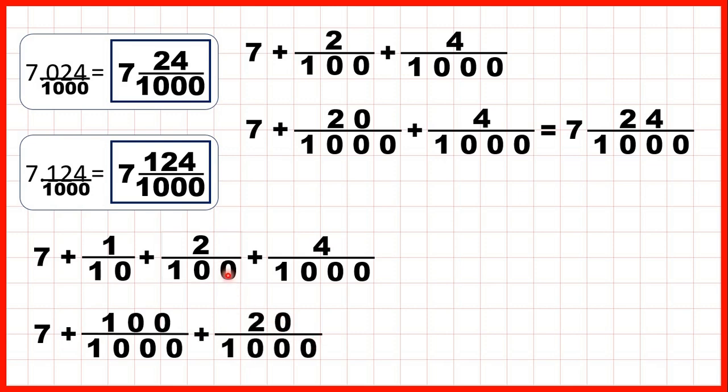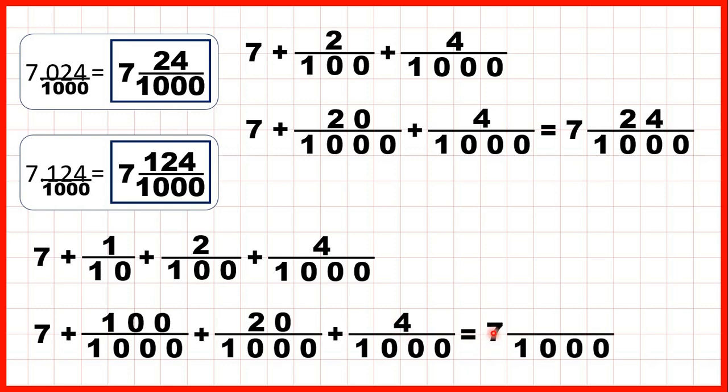Then, instead of 2 hundredths, we can think of that as being 20 thousandths. They're equivalent because 100 times 10 is 1,000, and what we do to the denominator, we do to the numerator, and 2 times 10 is 20. So we can add our 4 thousandths, and that gives us 7 wholes, but now we have a common denominator. So that stays the same in our mixed number, and 100 plus 20 plus 4 is 124.